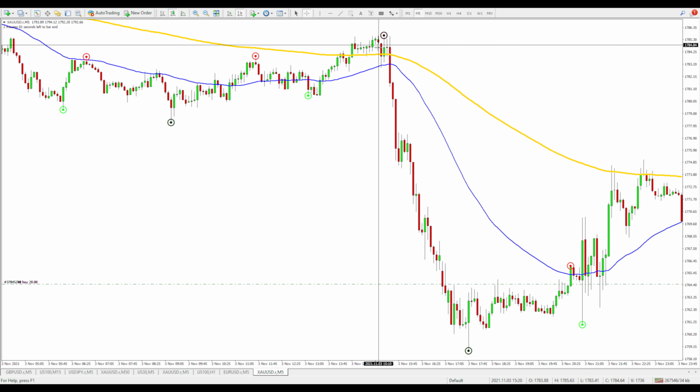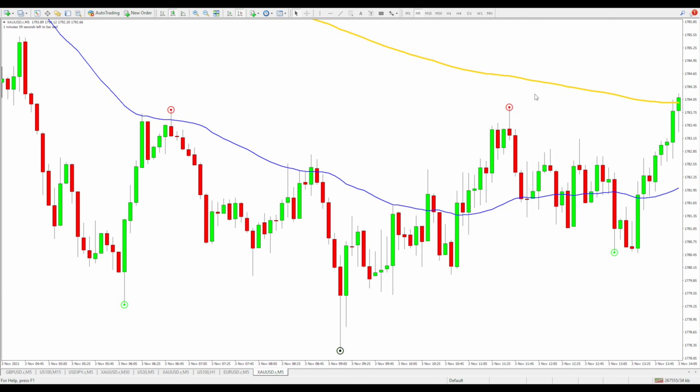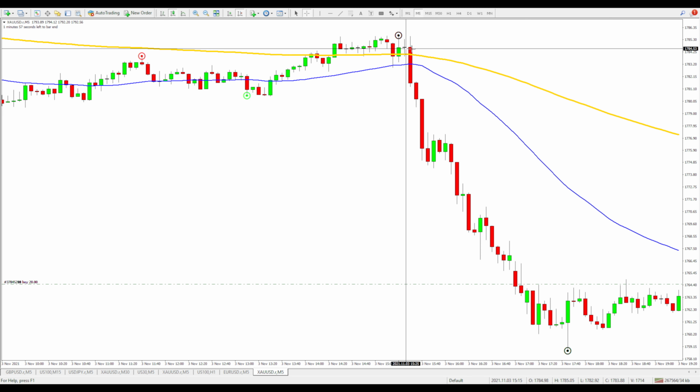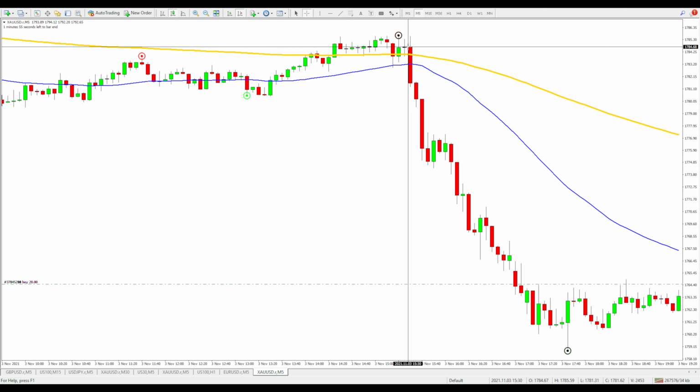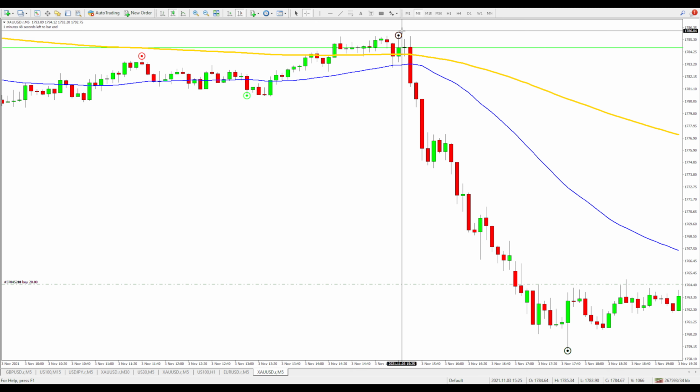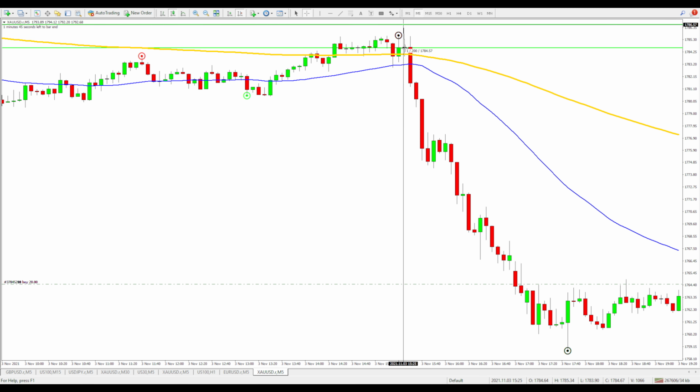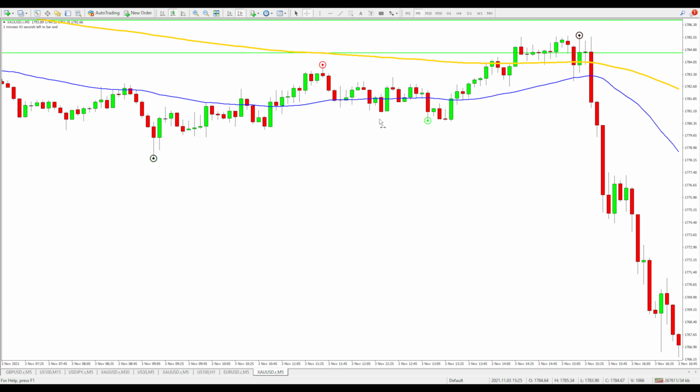As you can see, we actually got a signal right here. Then we would enter on the next candlestick right here. We would enter right there. Stops to go above this previous low, above here. So that's roughly around 20 pips. And where's our TP? It's going to be all the way down here.